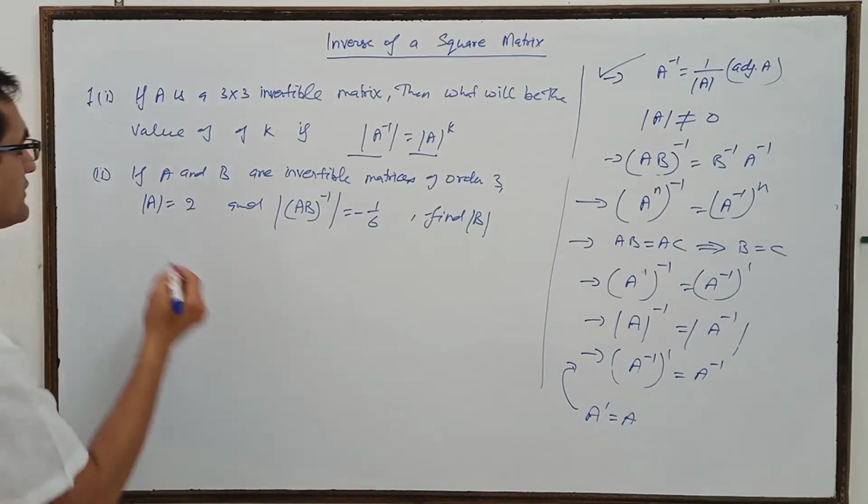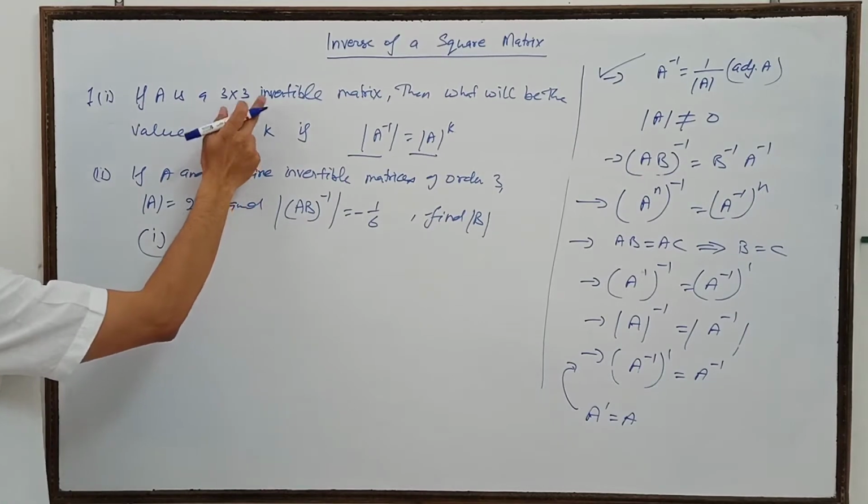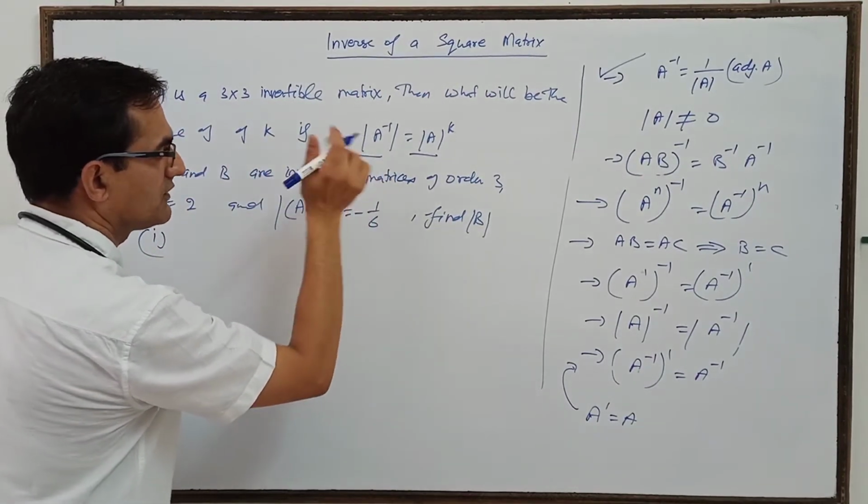Let's see the first one. What is given? A 3 by 3 order invertible matrix A is given. You have to find the value of K.